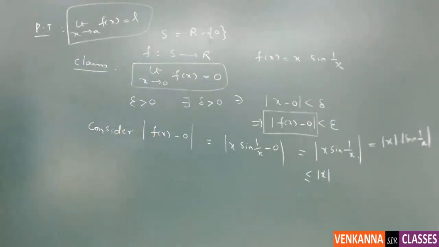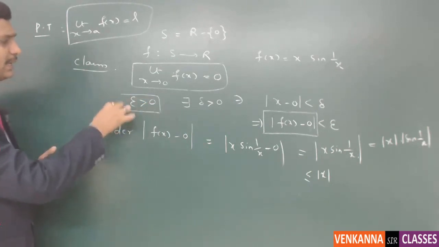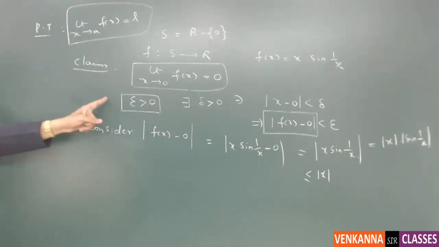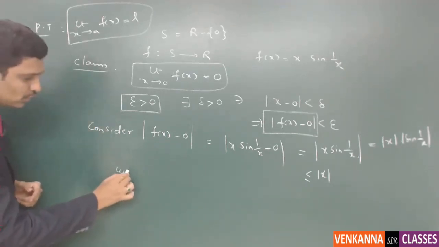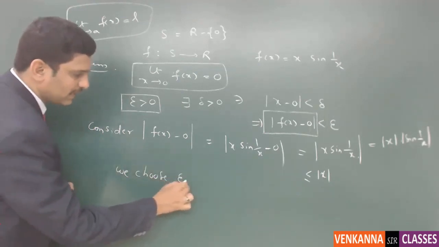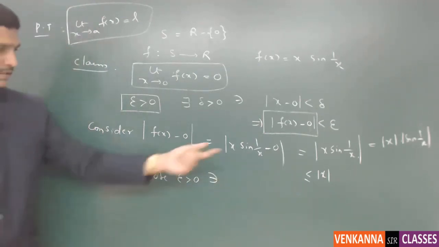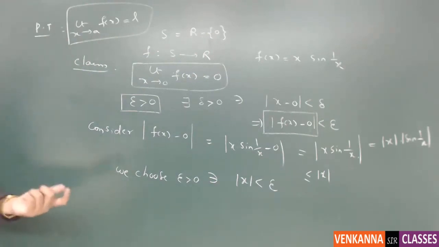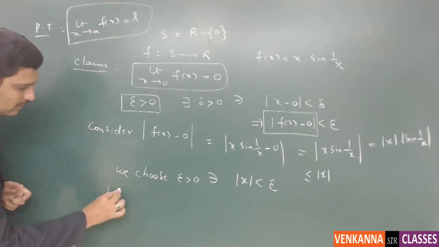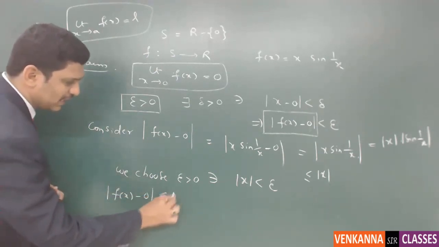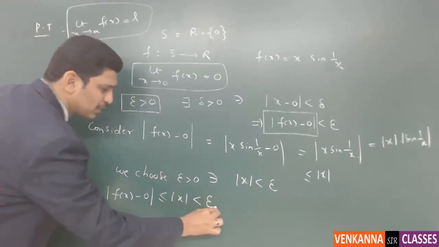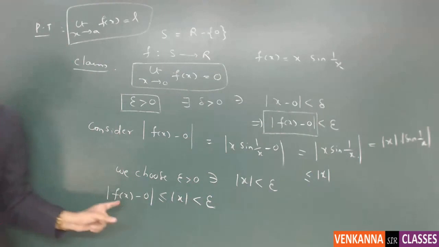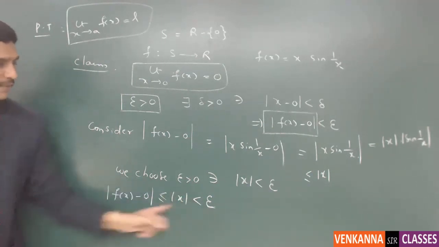Accepted? Yes or no? So, actually, epsilon greater than 0 is user defined. It is our choice. So, we choose epsilon greater than 0 such that mod x is less than epsilon. We should choose epsilon in such a way. Why? Because modulus of f of x minus 0 is less than or equal to mod x. I am choosing epsilon at this position. So what happens? Mod f of x minus 0 is less than epsilon will be satisfied here.